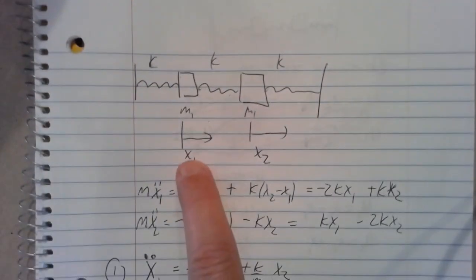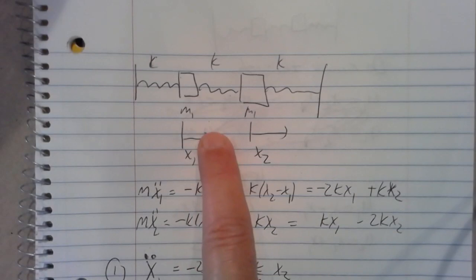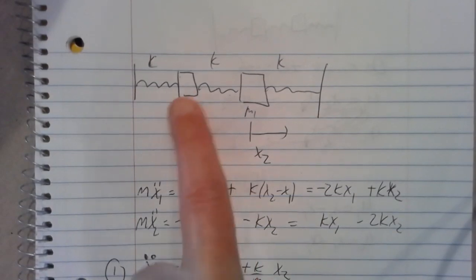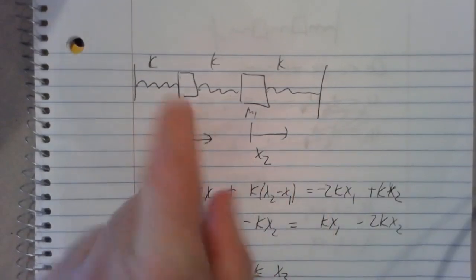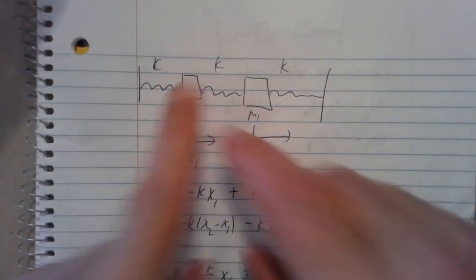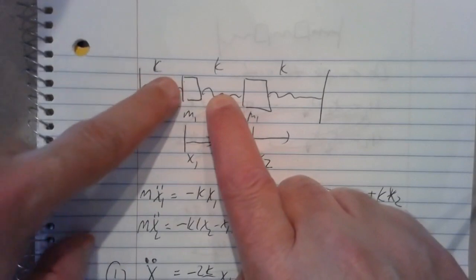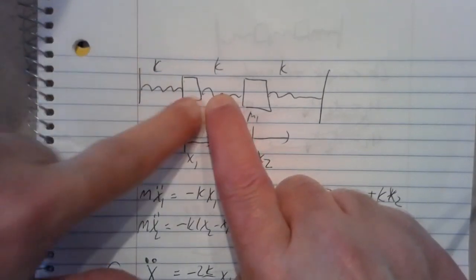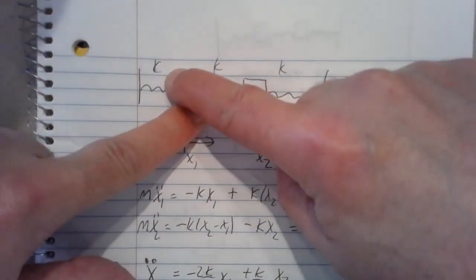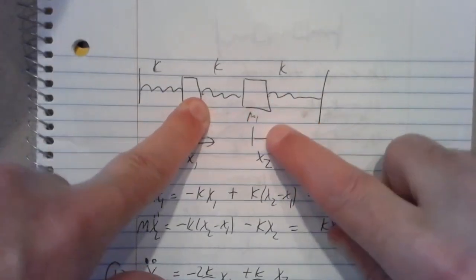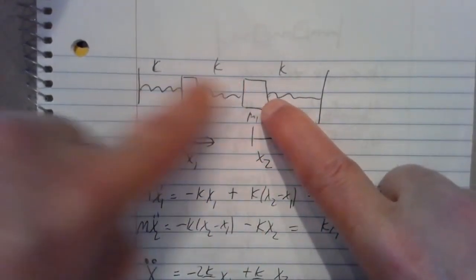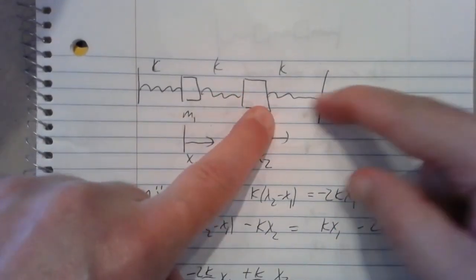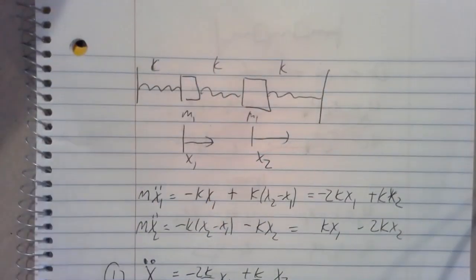So x1 here represents my displacement from equilibrium for mass 1, x2 is displacement from equilibrium for mass 2. So mass 1 is going to move over. If x1 is positive, spring 1 pulls back, and spring 2 pushes back. If x2 is positive, spring 2 would pull back, and spring 3 would push back.